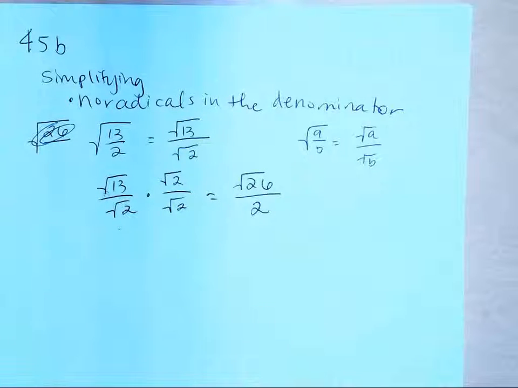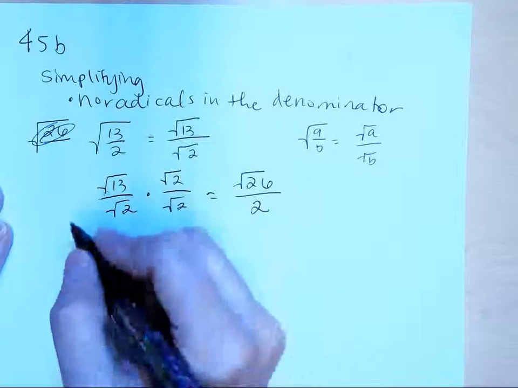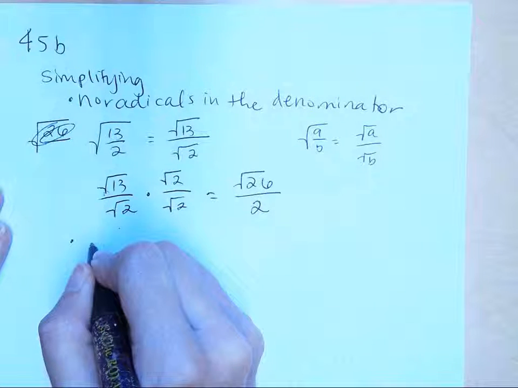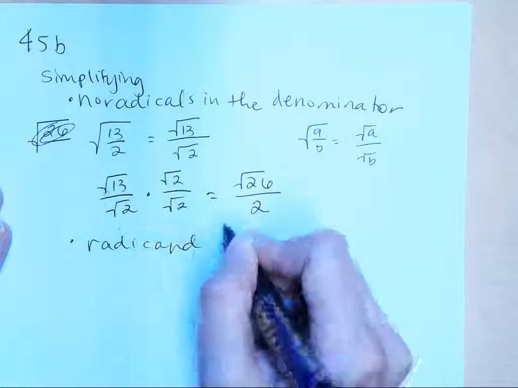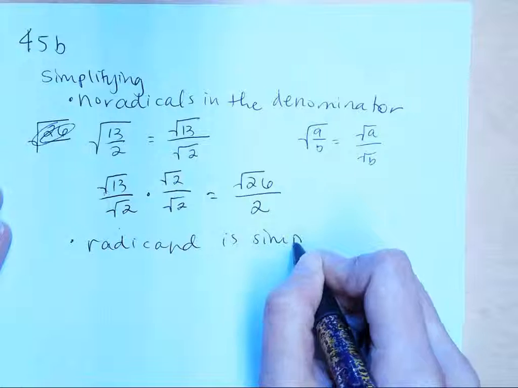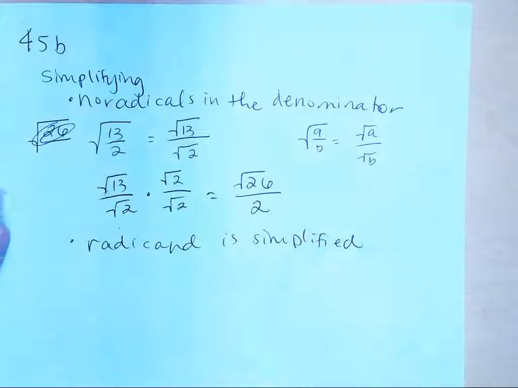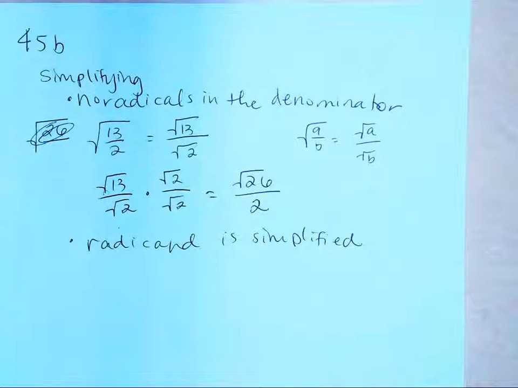Now there's no radicals in the denominator. What was the second condition to be simplified? Cannot simplify, or what? Radicand. Thank you. Radicand is simplified. Is that true in our example? Can we simplify root 26 anymore? No, we can't. So there's our answer. That's why in the back it was square root 26 over 2.